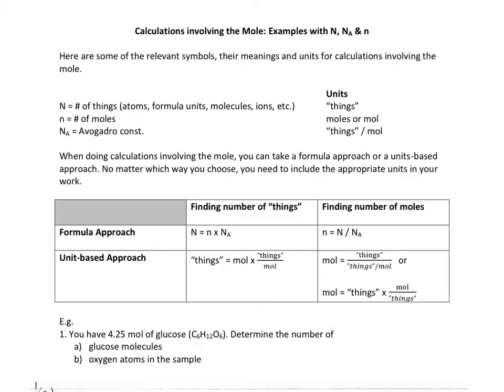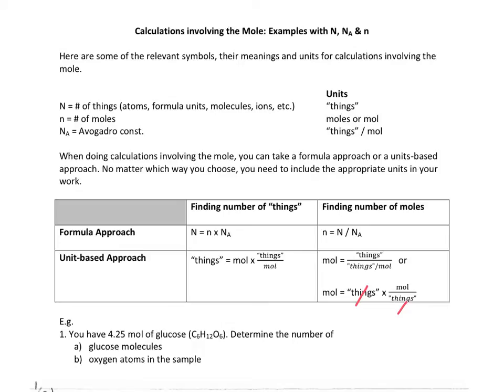So I've talked about trying to take a unit analysis or a units-based approach to our calculations, and so if we look at that, if we're trying to find the number of things, so the big N, we would multiply moles times things per mole, or we'd multiply the number of moles times Avogadro's constant. And if we were finding the number of moles, we would either divide the things by things per mole, or as I would prefer to see you write it, you'd multiply things by the moles per thing, so that the things cancel out, and you are left with moles.